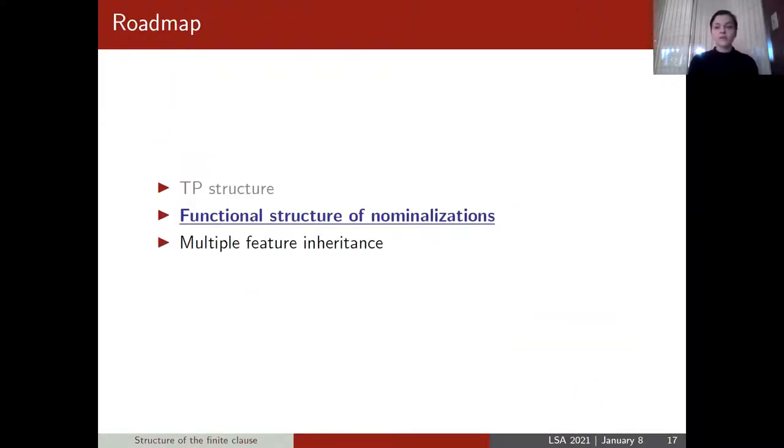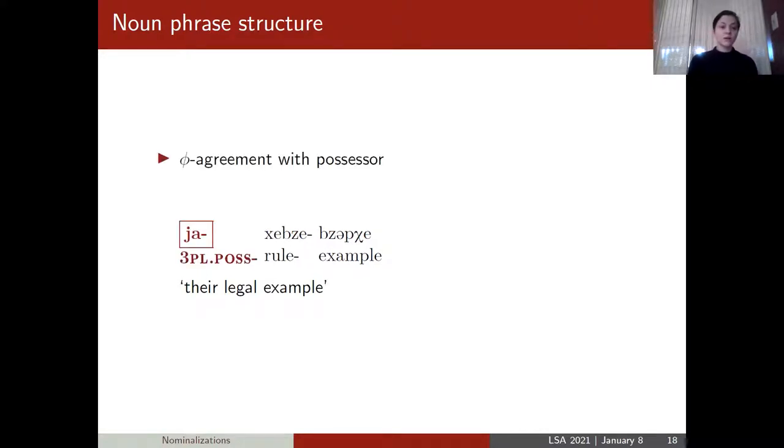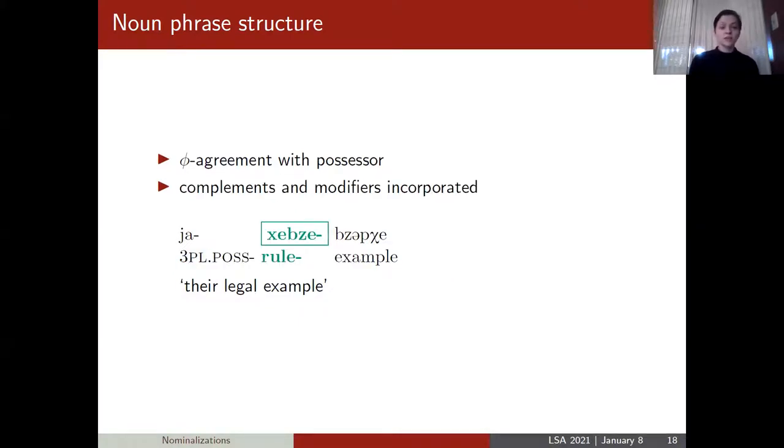Right, so moving on, now that we have a basic idea what the TP structure looks like generally for the language, to the functional structure of nominalizations. First, very basically about noun phrase structure. Noun phrases also display some properties of polysynthesis. In particular, they have phi agreement with a possessor, which is fairly common for the language, the standard way of expressing possession. Another peculiar property of noun phrases is that complements and modifiers generally end up incorporated.